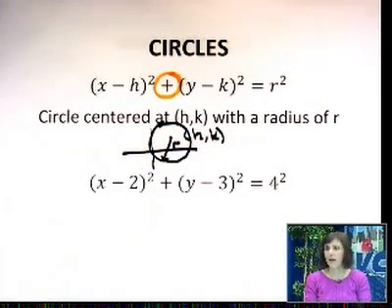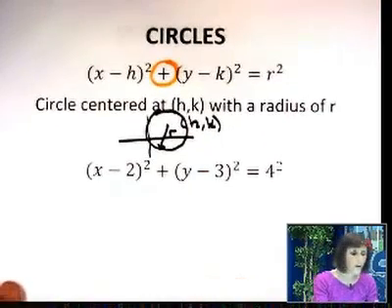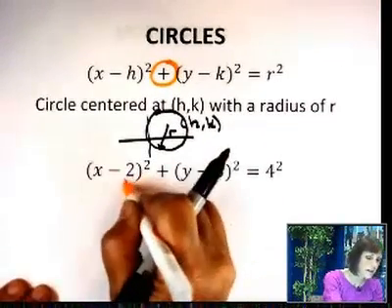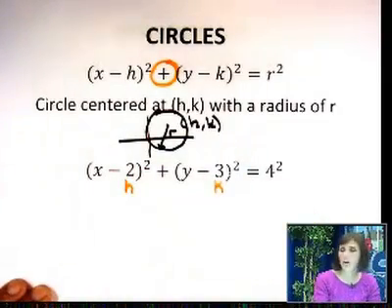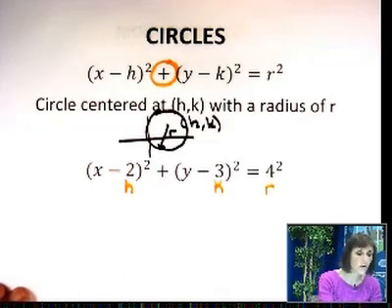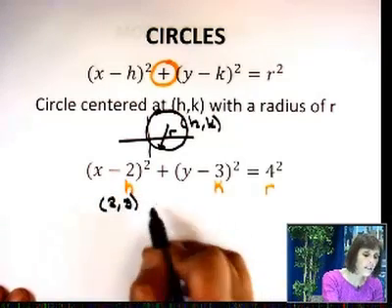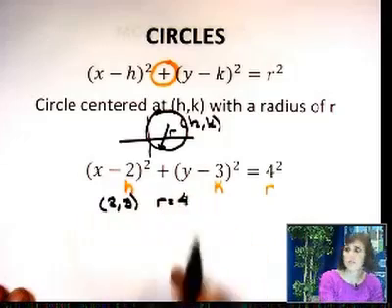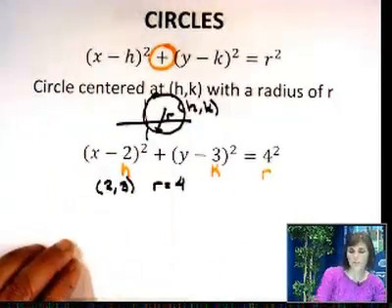Alright, here's an example. Direct application of the formula. What is h? Here's my h. What's k? Here's my k. What is r? Here's my r. Okay, this is a circle centered at (2, 3), and it has a radius of 4. Okay, so let's go draw it.